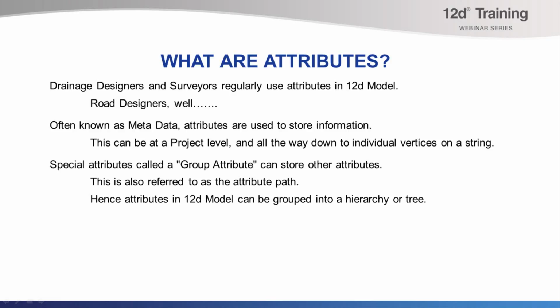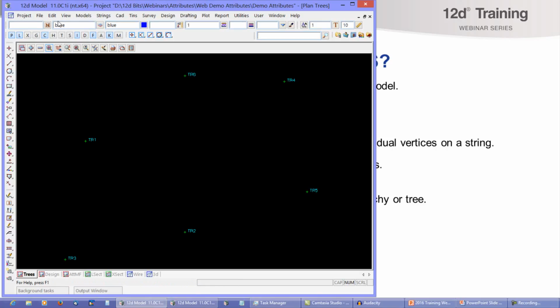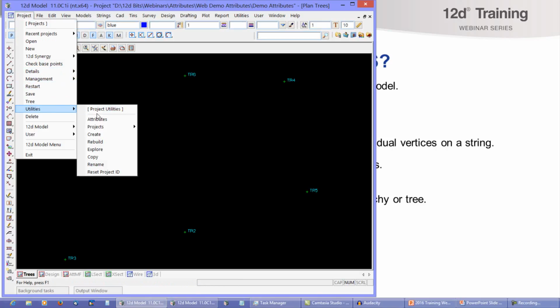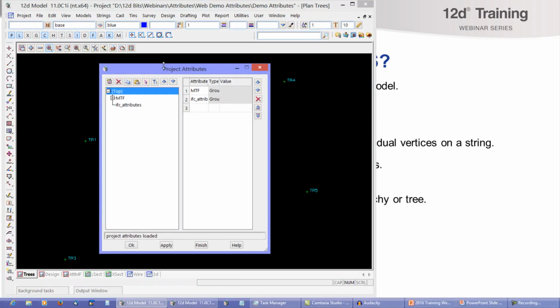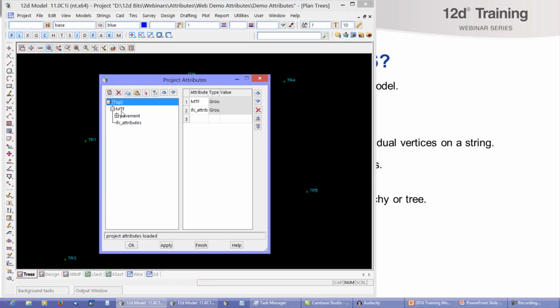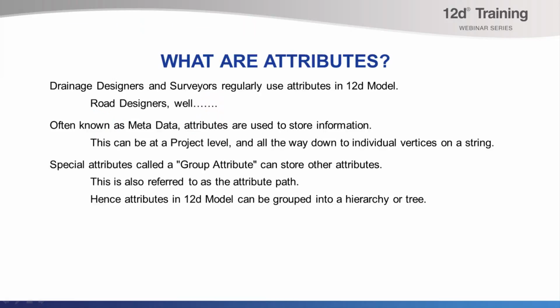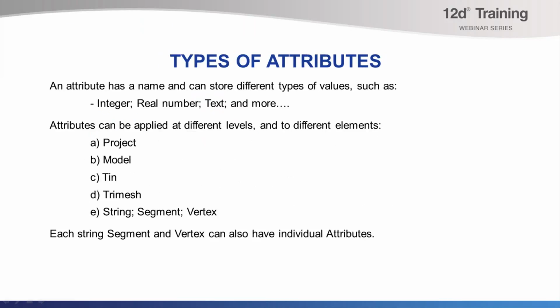There are also special attributes called a group attribute that can store other attributes. This is referred to as the attribute path. And so hence, 12D model can group attributes into a hierarchy or tree. Now, I'll just quickly jump into 12D. We'll have a look at some attributes here. So we can see on our left-hand side, we've got our tree, or our hierarchy. We've got a group called MTF, and inside that is a group called pavement, and in that we've got some pavement details.